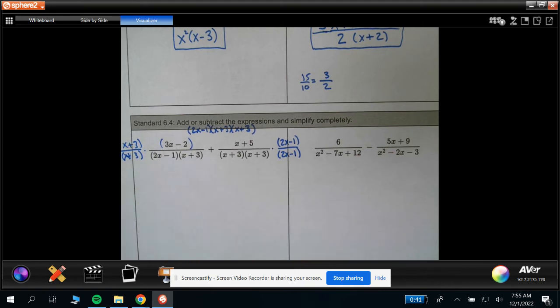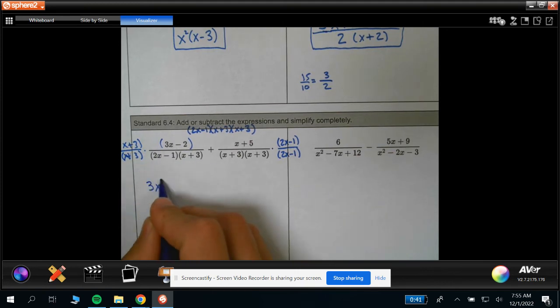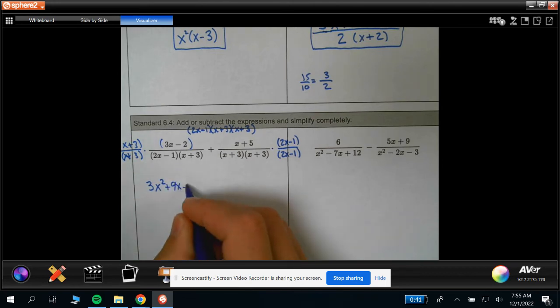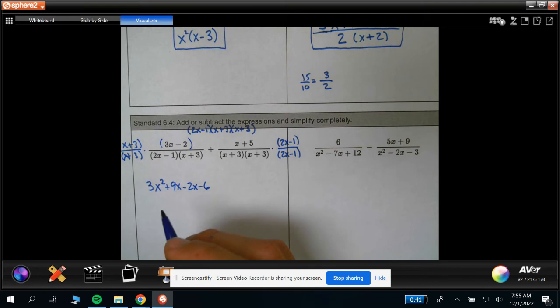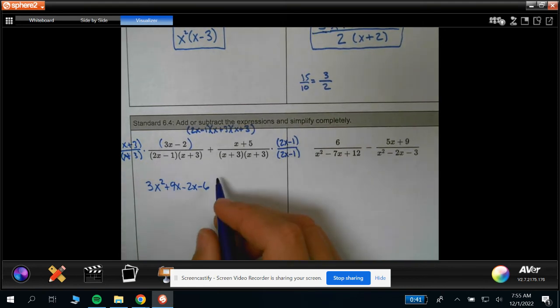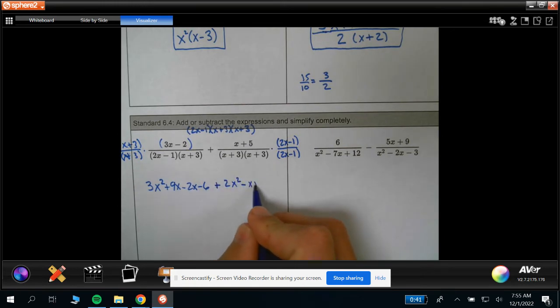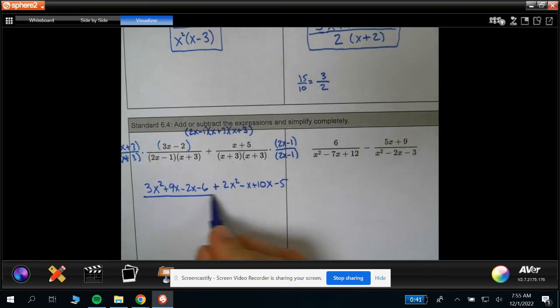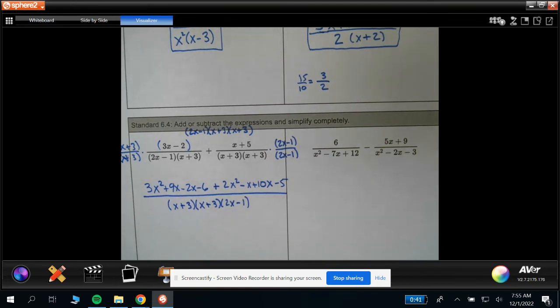If you do your area model if you need, I'm going to get 3x squared plus 9x minus 2x minus 6. Okay. And then for the second one, when I do x plus 5 times 2x minus 1, I'm going to get plus 2x squared minus x plus 10x minus 5. And that is all over my complete common denominator of x plus 3 times x plus 3 times 2x minus 1. Now let's simplify. Let's see what we got.